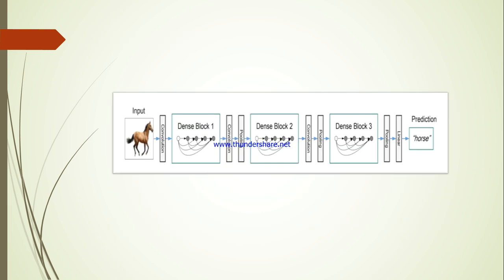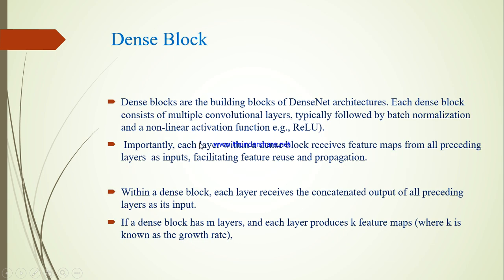Here dense block 1 is connected with another one, and again dense block 2 is connected with another one, dense block 3 is connected with another one, and so on. Within the dense block, each layer can receive the combined output of all the preceding layers as input. Let's assume that a dense block has m layers and each layer produces k feature maps, where k is known as the growth rate.